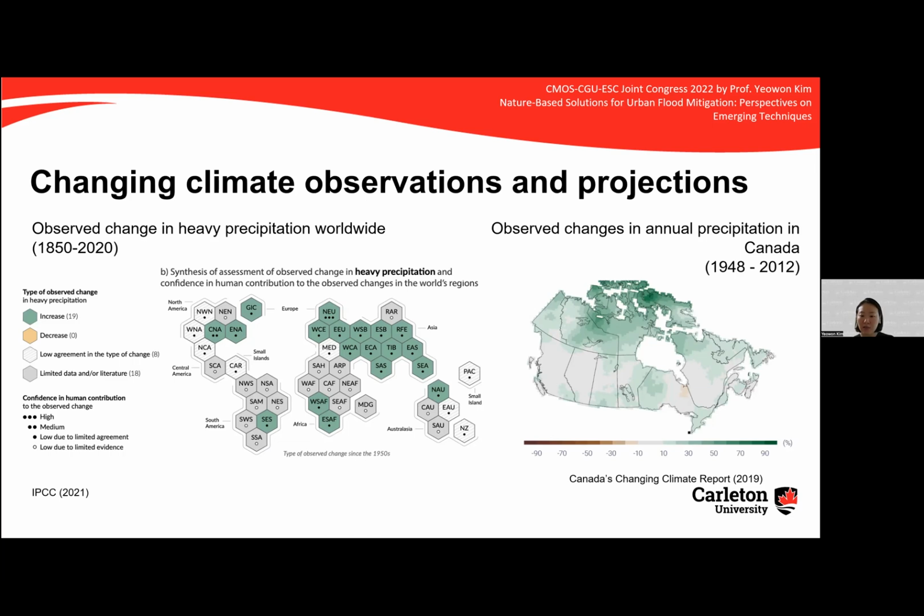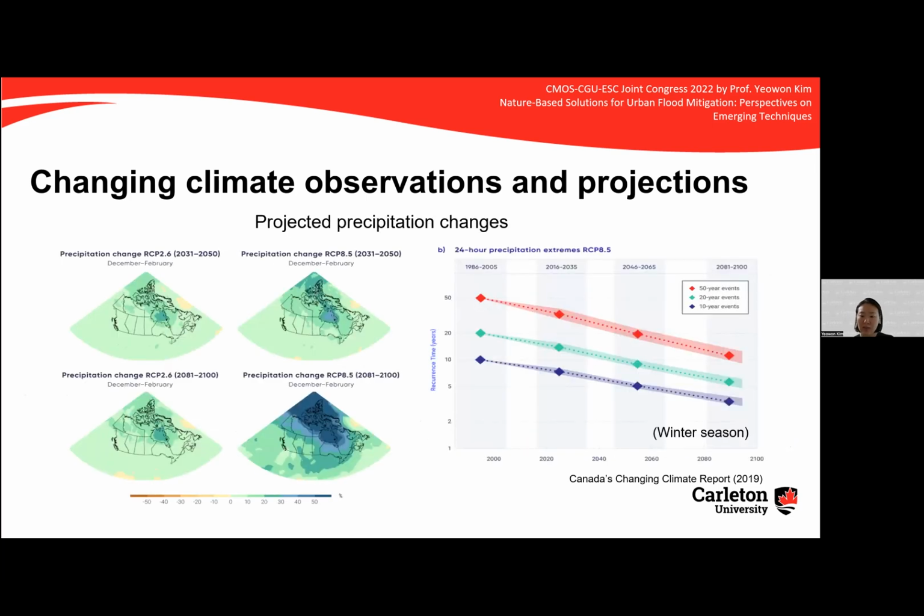And in addition, projection of future climate tells us that the recent trend towards the increased heavy precipitation events will continue in the future.